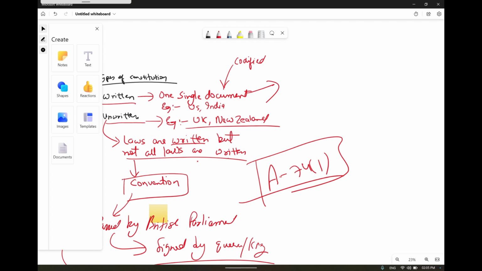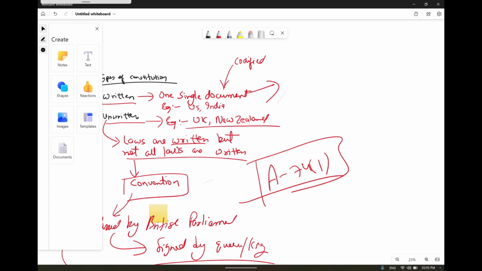you see, we have multiple parts within the document. Like Part 1 tells about the Union and the territory of India. The second part talks about citizenship. The third part is related to the fundamental rights. The fourth part, DPSP, is related to the directive principles of state policy. Then Part IV-A is related to the fundamental duties and all. So similarly, all those things are written for us.